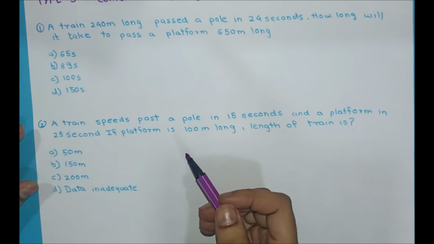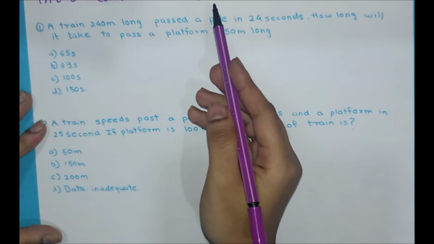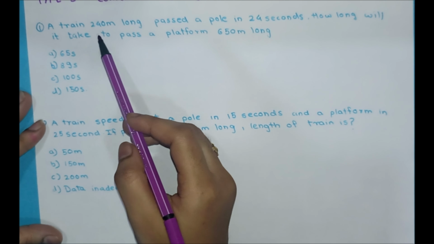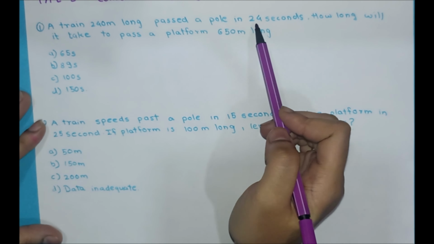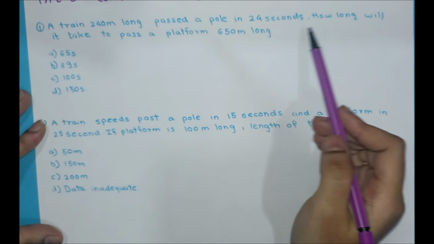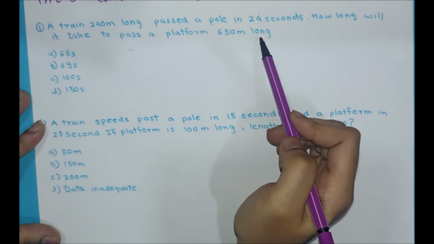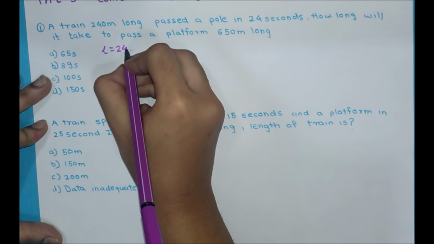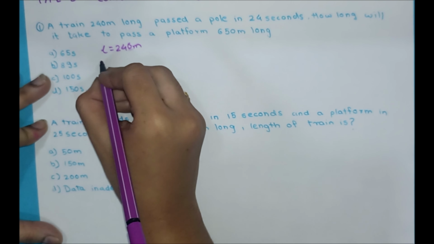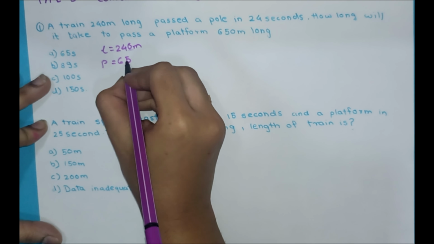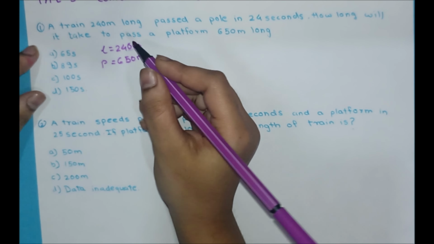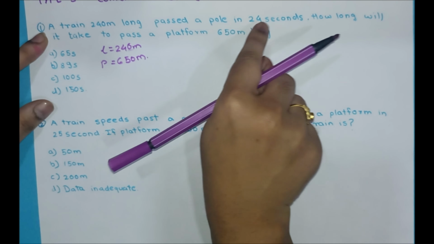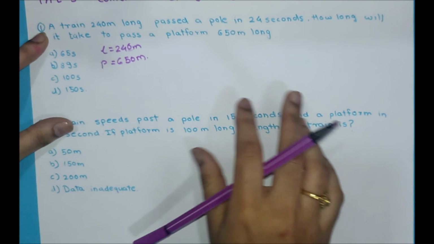The third type that we are going to see is the combination of type 1 and type 2. The questions are like, a train 240 meter long passes a pole in 24 seconds. How long will it take to pass a platform 650 meter long? So the length of train is given as 240 meter. The length of platform is given as 650 meter. If you look at this part of the question, a train 240 meter long passes a pole in 24 seconds, it appears from type 1.